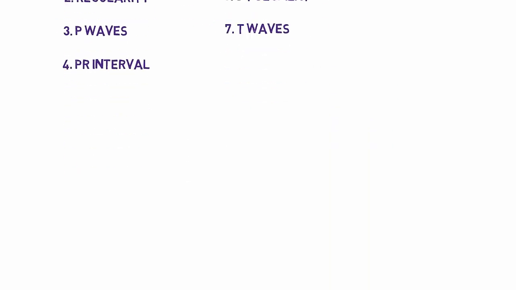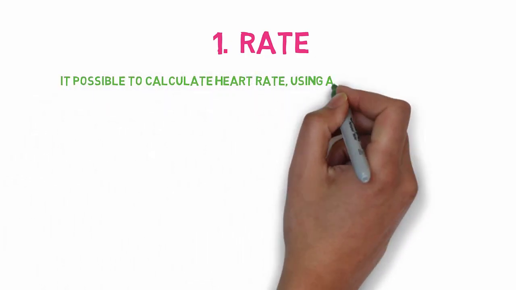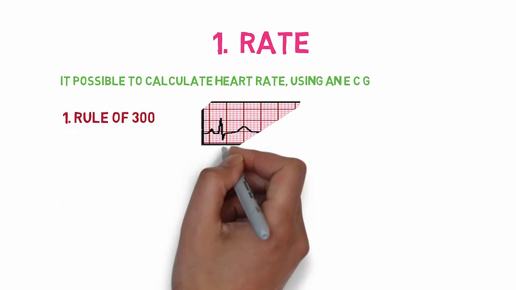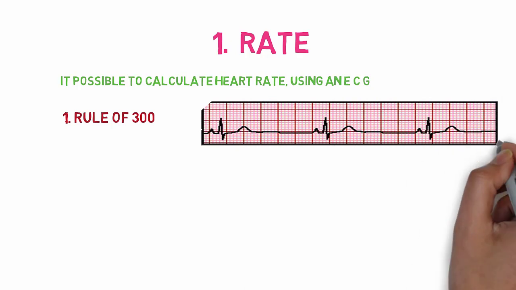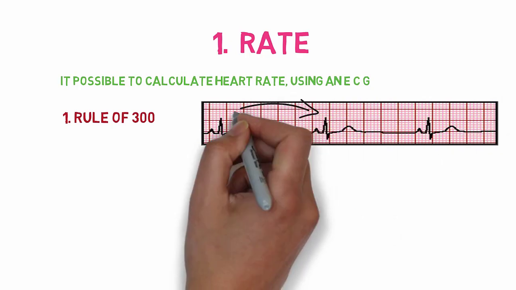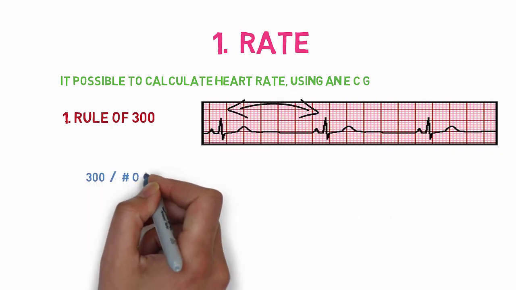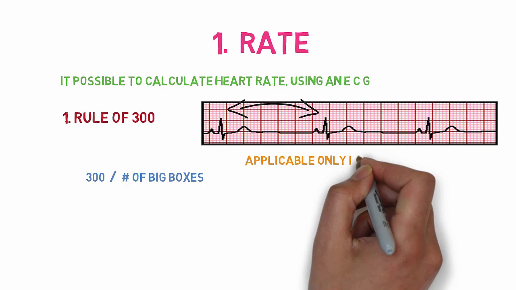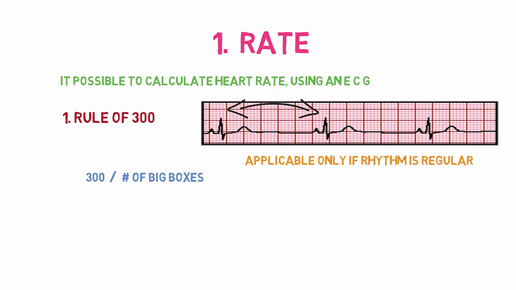The first characteristic of normal sinus rhythm is rate. Let me ask one question. Is it possible to calculate heart rate using an ECG? Yes, it is possible. The first method is the rule of 300. Count the number of big boxes between two neighboring R waves, and divide 300 by this number. We will get an approximate heart rate. Although it is a fast method to calculate heart rate, it can be used only if the rhythm is regular.